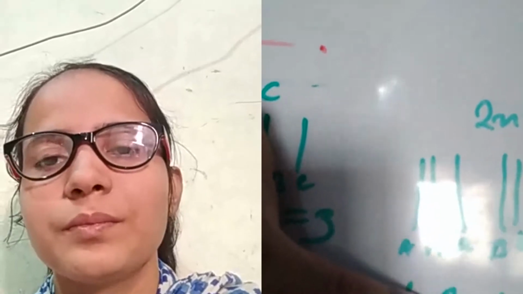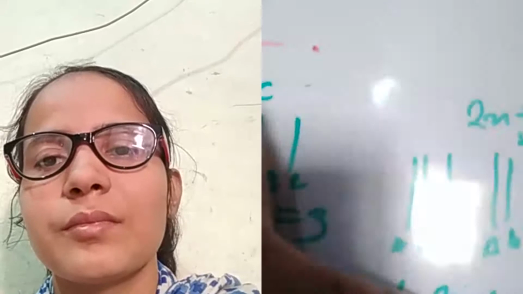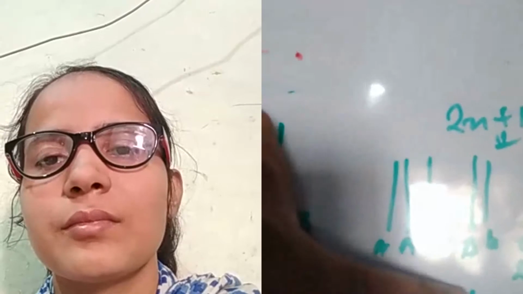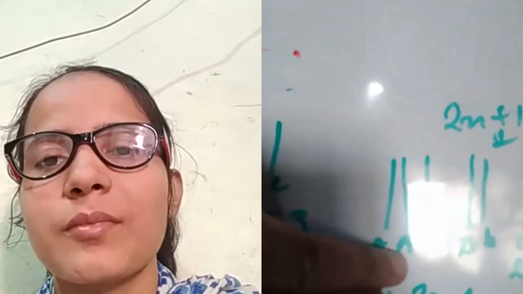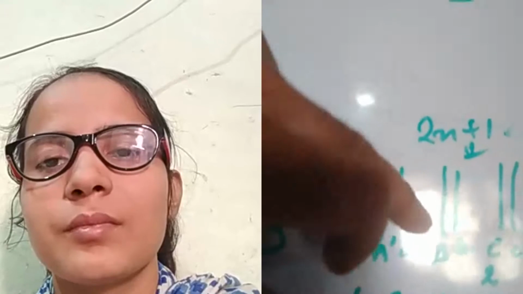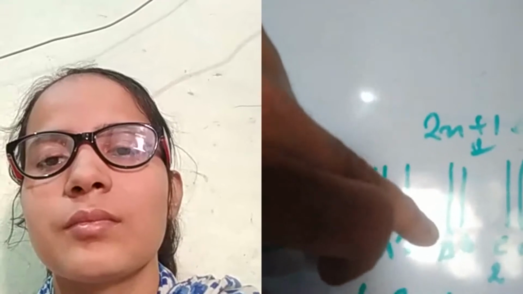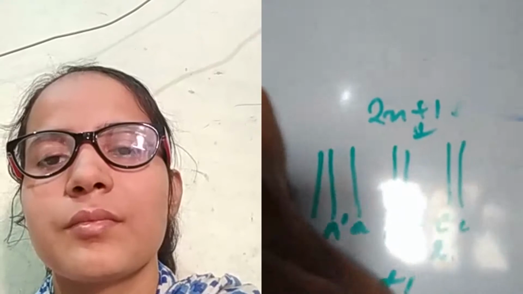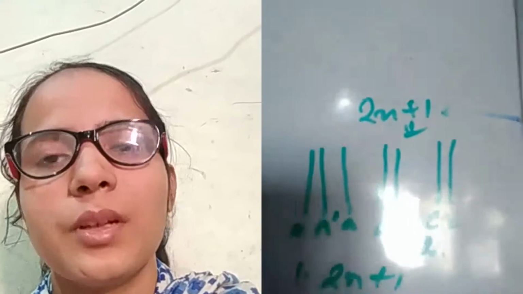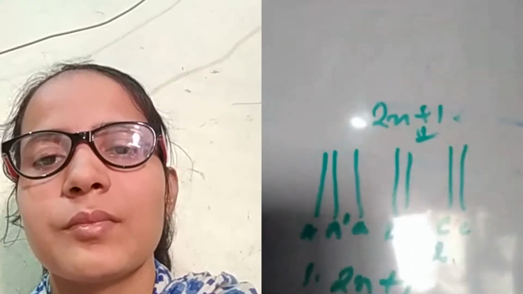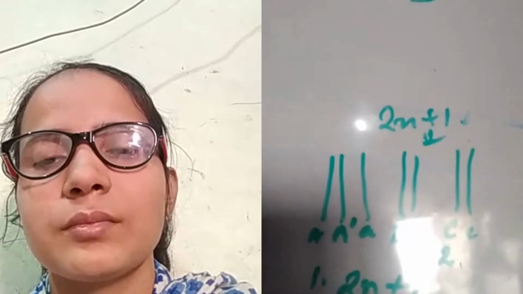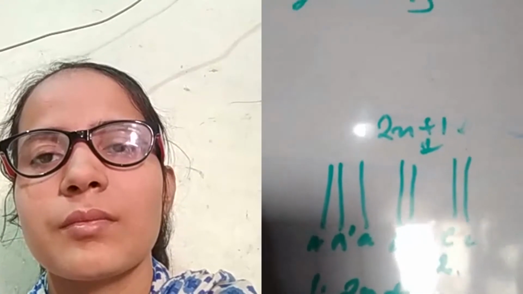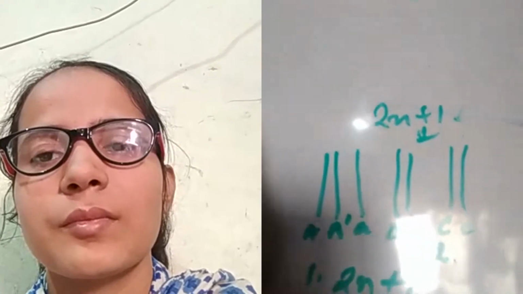What will be the genomic formula? 2n plus 1, because one chromosome is added. If the second pair also has an additional chromosome, then the formula will be 2n plus 1 plus 1. What is the difference between 2n plus 1 and 2n plus 2?